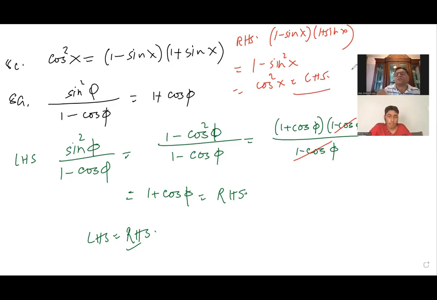So sometimes you can start with the left-hand side, sometimes with the right-hand side. Look for the part which is more complicated. Simplify the complicated part, make it simpler, and prove it to be equal to the other side. Okay? Yes, sir. That is how you do that.